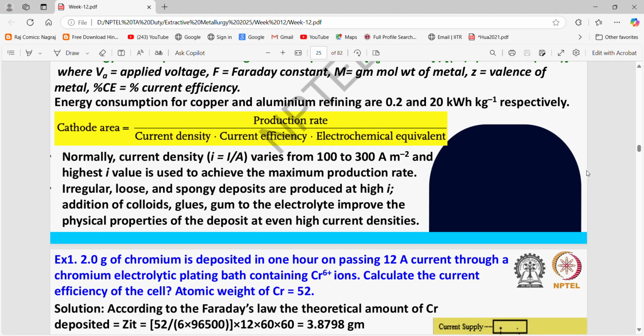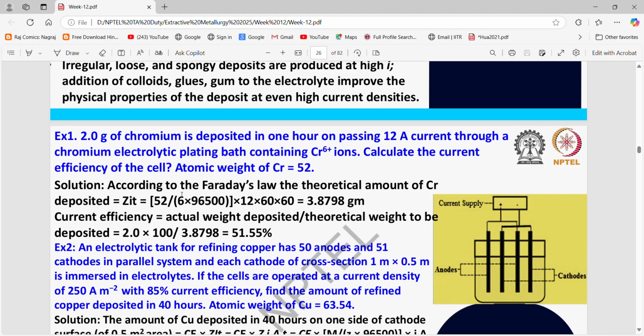So for example, we are trying to recover 2 gram of chromium. We are trying to deposit 2 gram of chromium in 1 hour on passing 12 ampere current through a chromium electrolytic plating bath containing Cr6+ ion. So calculate the current efficiency of the cell.